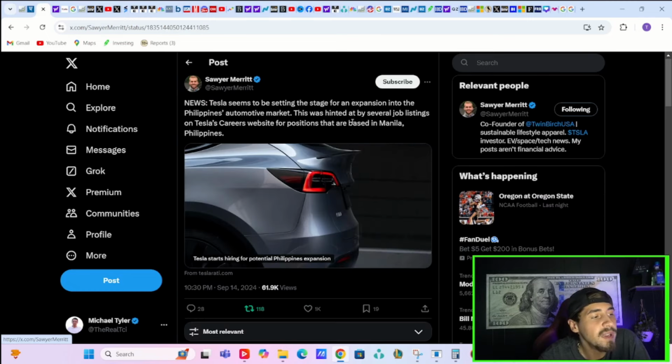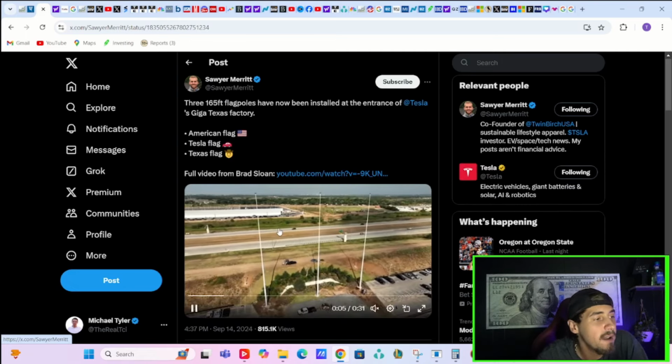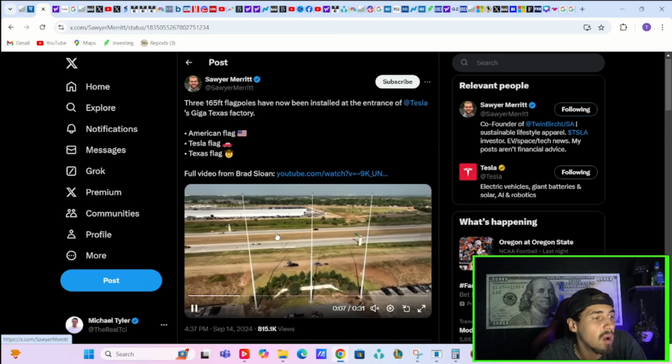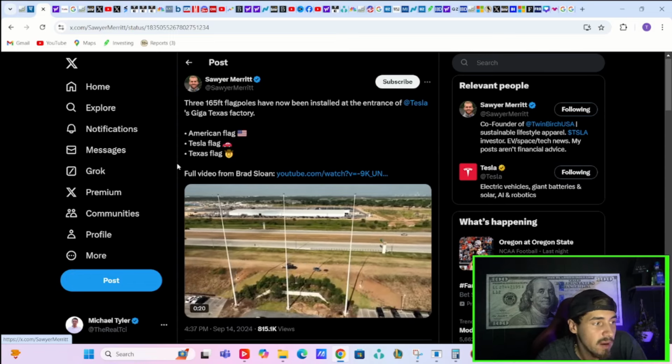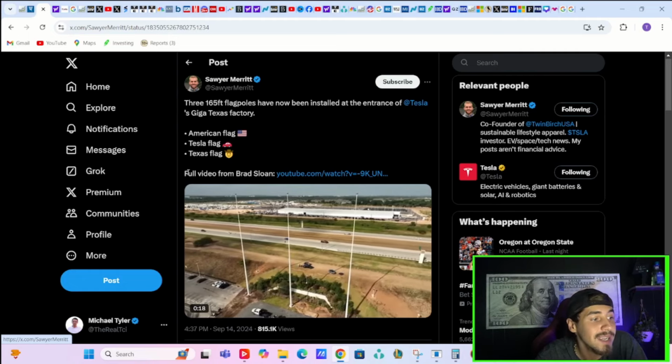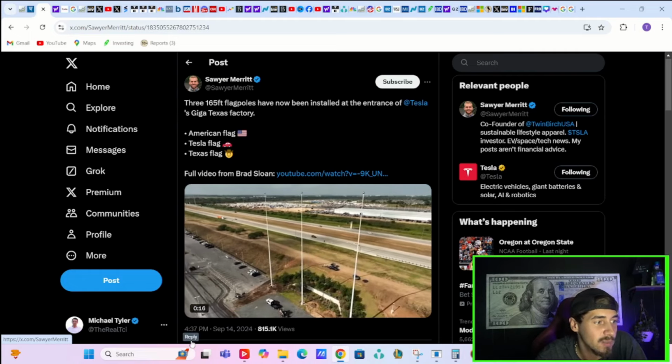That's a big deal. It's also being reported that Tesla seems to be setting the stage for an expansion into the Philippines automotive market. This was hinted at by several job listings on Tesla's career website for positions that are based in Manila, Philippines. Three 165-foot flagpoles have now been installed at the entrance of Tesla's Giga Texas factory. An American flag, a Tesla flag, and a Texas flag, which I think's pretty cool.